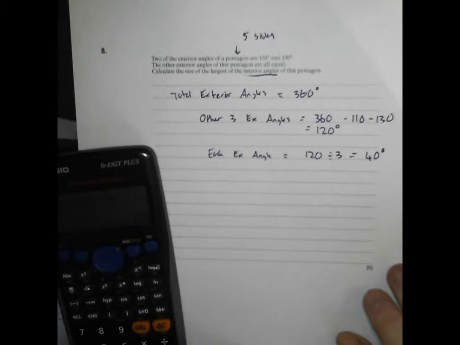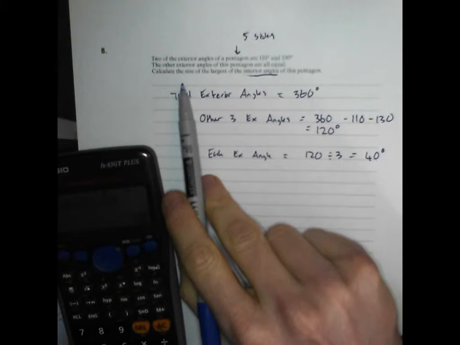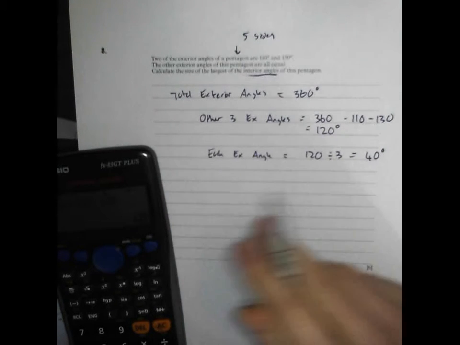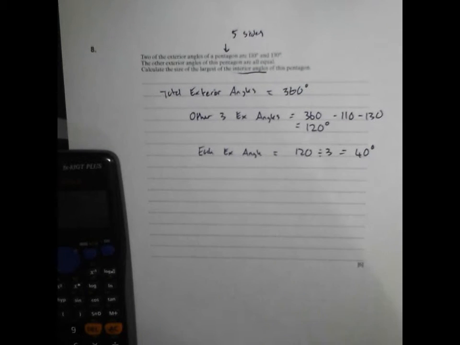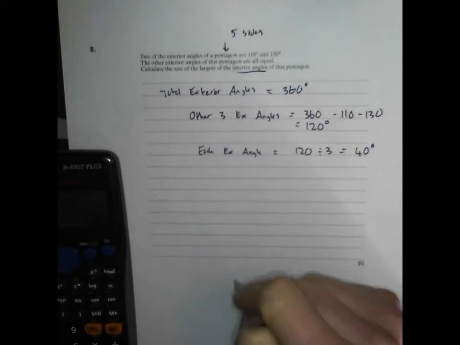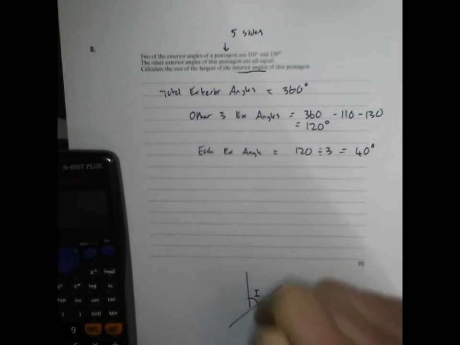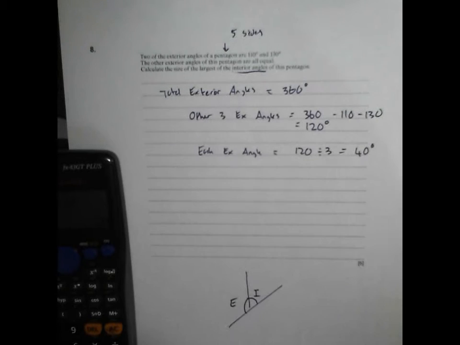So now we're really honing in on this. Calculate the size of the largest of the interior angles. So you've got to know your relationship between exterior and interior angles. And if I just do a little diagram here, if that's your interior angle, your exterior angle is just the side extended there. And you can see clearly there that they add up to 180 degrees.